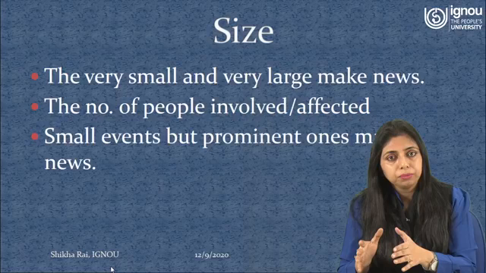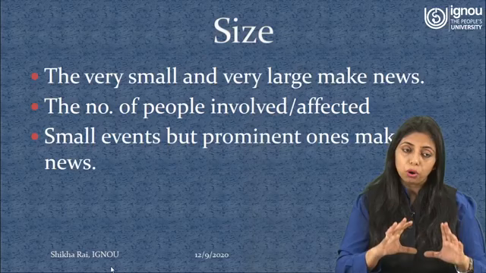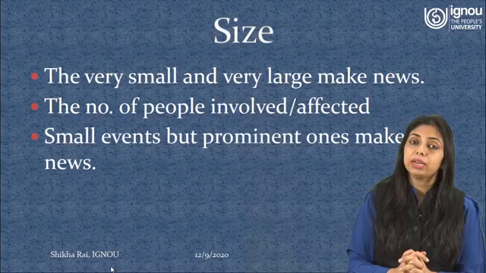and small events but prominent ones will also make it into news. Say for example, when Lady Diana was killed, it made news and it stayed in the news, or when Mother Teresa died, or when some kind of political murder or political assassination takes place. Those are the kind of things. Why? Because it involves prominent people. And that is why those small events, despite being small, because they are prominent, will make news. So this is how size becomes an element of news.